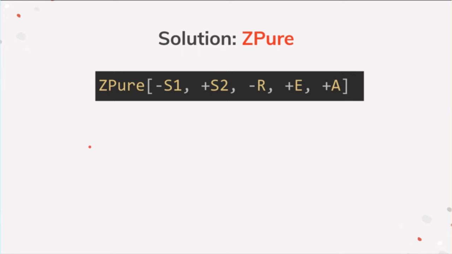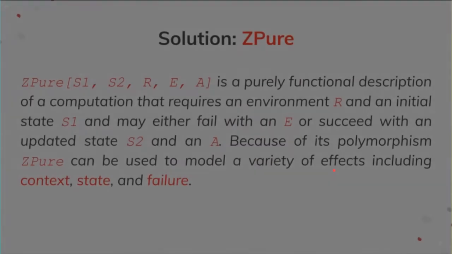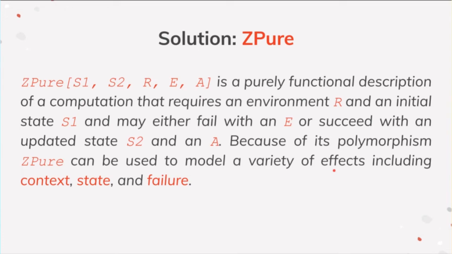And what is ZPure? This is the description that you can find in the source code in GitHub. ZPure is a purely functional description of a computation that requires an environment R and an initial state S1, and may either fail with an E or succeed with an updated state S2 and an A. Because of its polymorphism, ZPure can be used to model a variety of effects, including context, state, and failure.